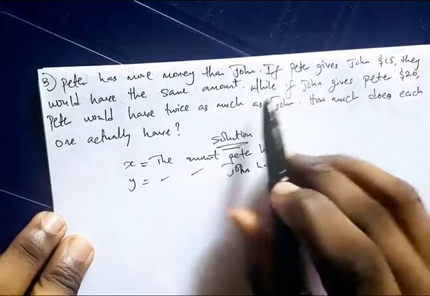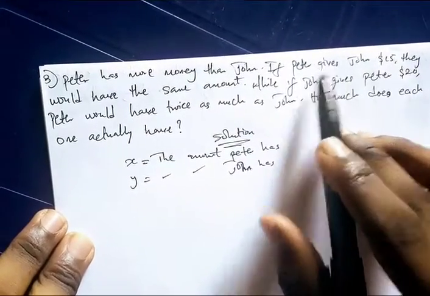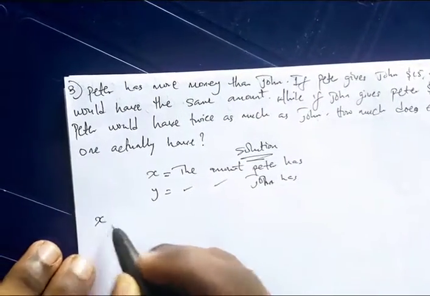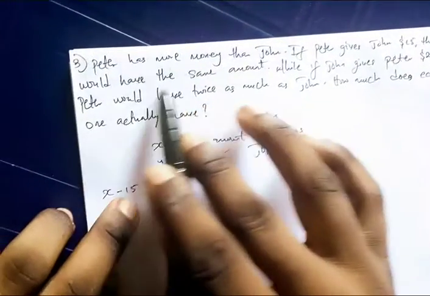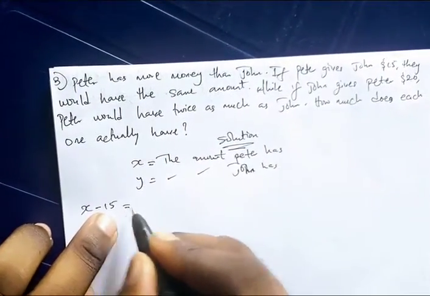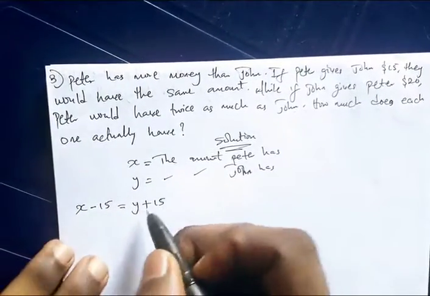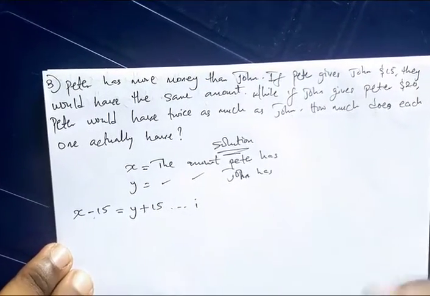So from here we can see that if Peter gives John $15, so this is Peter losing $15 to John, they would have the same amount. Okay, John gains $15 from Peter. So they have the same amount, and this is equation one.